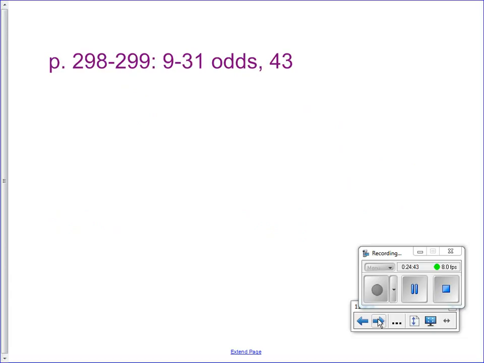All right, let's try some problems. Page 298 through 299, I'd like you to do 9 through 31, the odds, and also number 43. And after you've tried them, be sure that you check your answers.